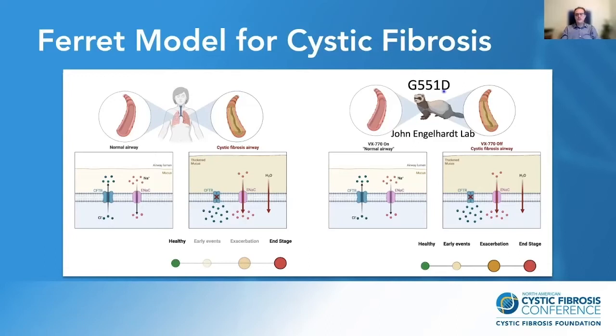And by virtue of adding the VX-770 or removing the drug, we are able to keep the animal relatively healthy or trigger the onset of early steps of cystic fibrosis. And this is a very powerful tool because now we have the capacity to study early events and exacerbation of the disease. It also has the very useful use of analyzing what are the characteristics of cystic fibrosis at different steps of the development of the disease that can possibly be reverted.